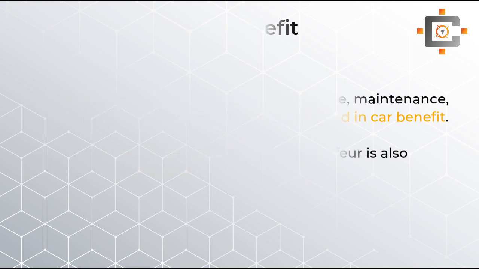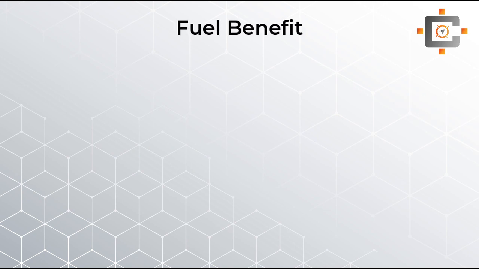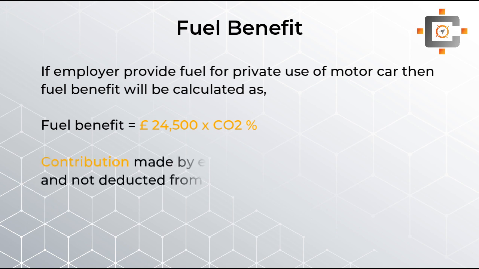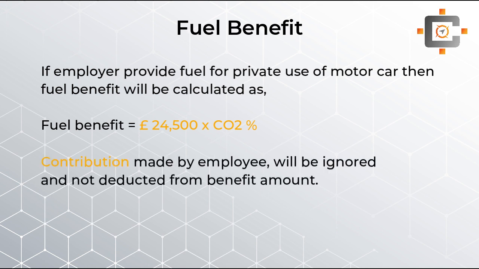Okay. Now then after, students, the next benefit is the fuel benefit. Fuel benefit is very simple, students. Fuel benefit is equal to 24,500, which is the fixed amount, and you have to multiply it with the CO2 emission percentage. The only thing that you have to remember in the fuel benefit, students, is that you can get the deduction for unavailability, but you cannot claim the deduction for the contribution made by the employee.